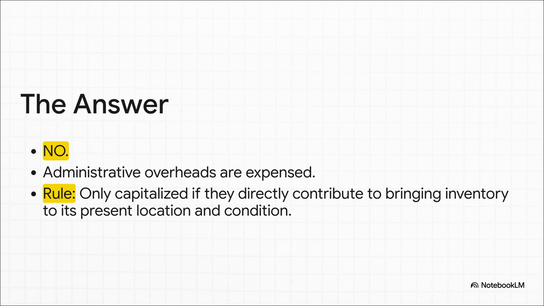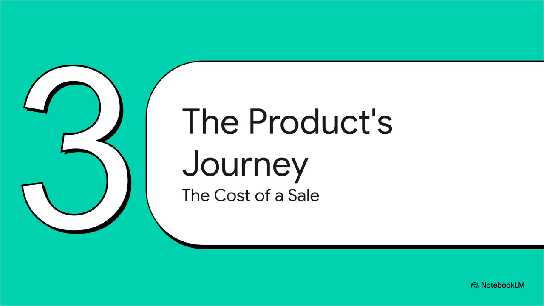The key word here is directly. Does the accountant's salary directly help build the product or get it into its current condition? No. It helps the business run for sure, but it's too far removed. So it's an expense. Okay, we're almost there. This is the last leg of our product's journey. It's been made, it's been stored, and now it's time to make some money. Let's talk about the final mile, the sale.